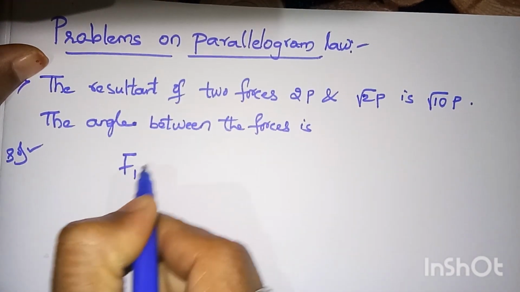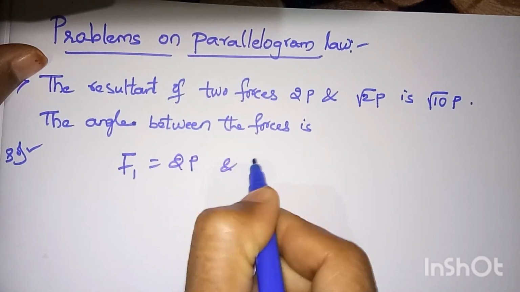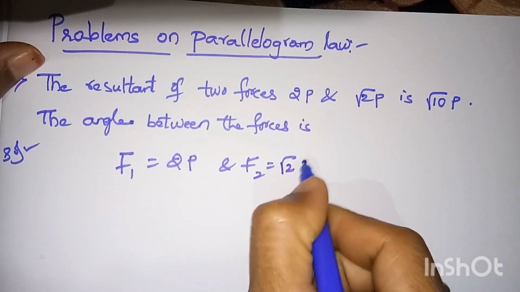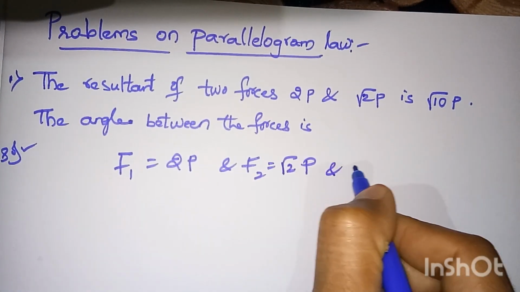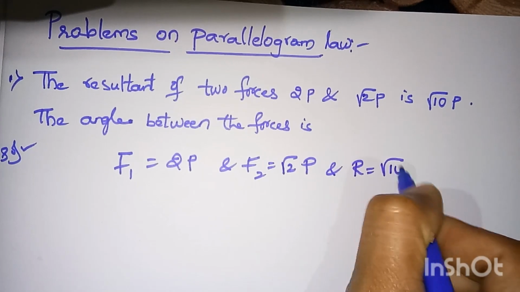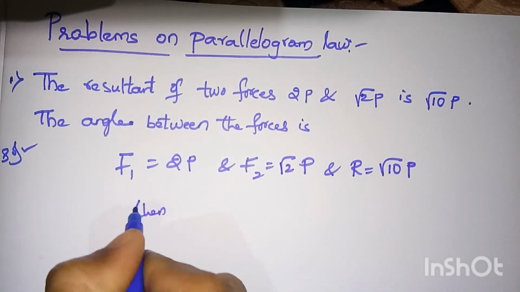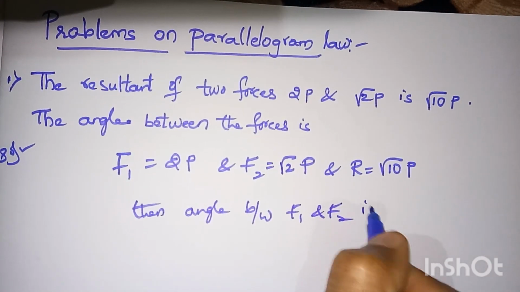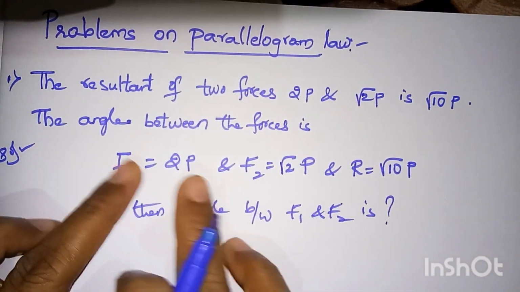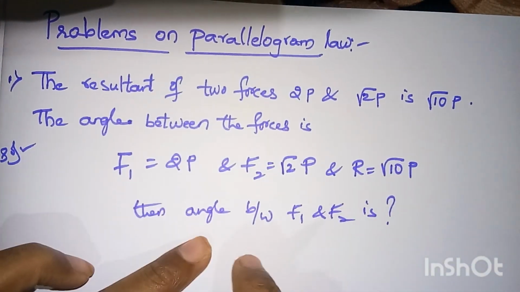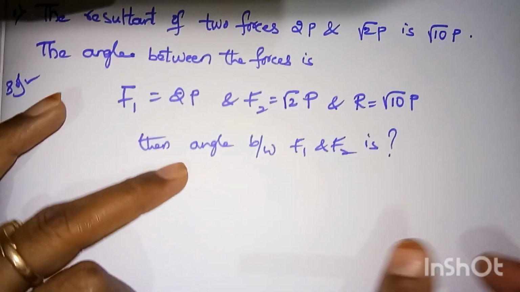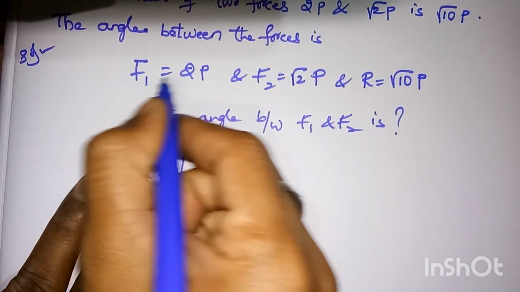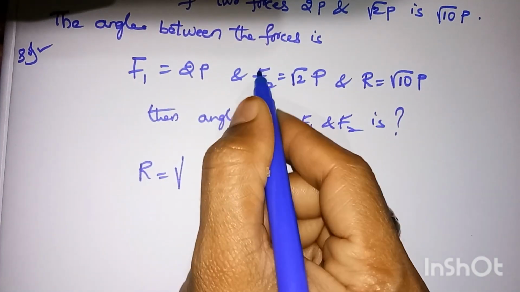So F1 is the first force, that is 2p, and F2 is the other force, that is root 2p, and R is equal to root 10p. Then the angle between F1 and F2 is the question mark. So by giving two forces and the resultant, they ask to find the angle between them. You know the formula, R equals under root. Here P means F1 and Q is F2.